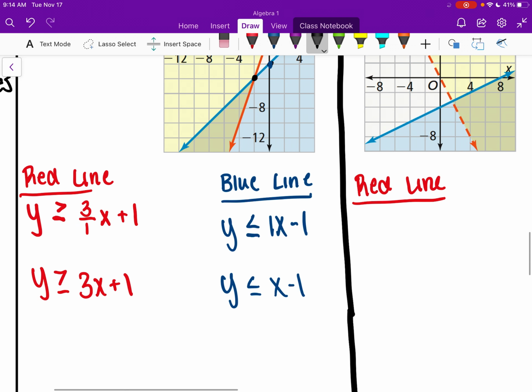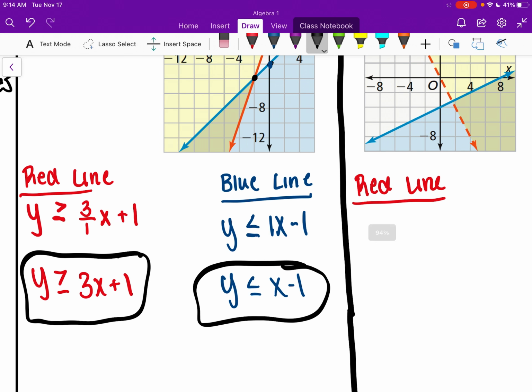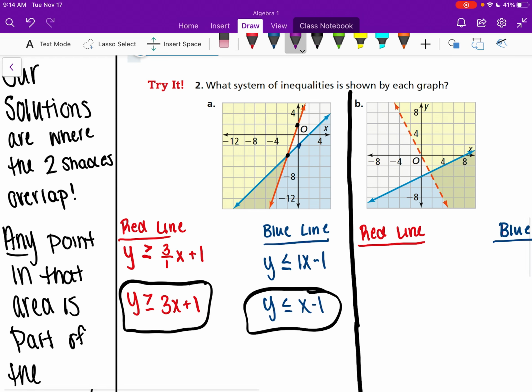These two equations are our system, and their solution is anywhere this overlaps. Look at this area right here where those two shadings overlap. That would be our solution. Sometimes you're asked, like, is this point a solution?